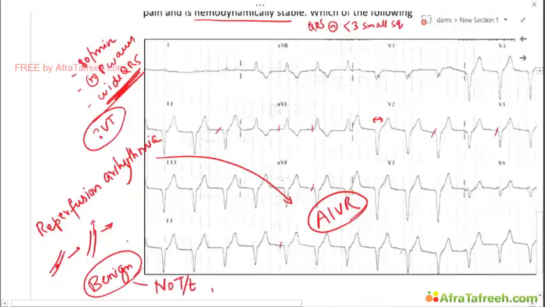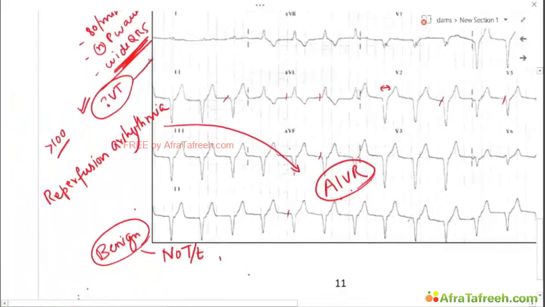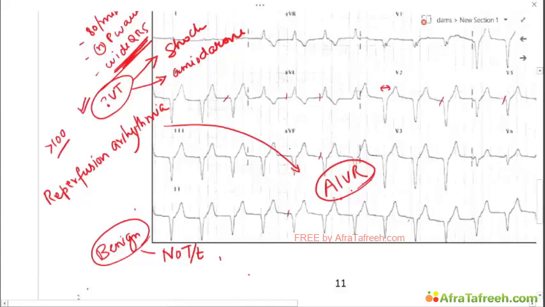No treatment is required. Any symptoms which the patient has is unlikely to be because of AIVR. You look for alternative causes if the patient has some worsening symptoms. Okay? This is a benign rhythm. You need to recognize this. Some people may misdiagnose this as VT, especially if the rates are more than 100. But this is not VT. This is accelerated idioventricular rhythm, and in VT you would give either a shock or some pharmacotherapy in the form of amiodarone, etc. But these are not required for AIVR.